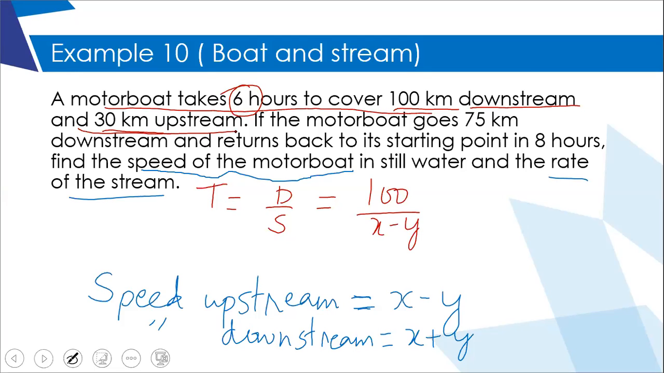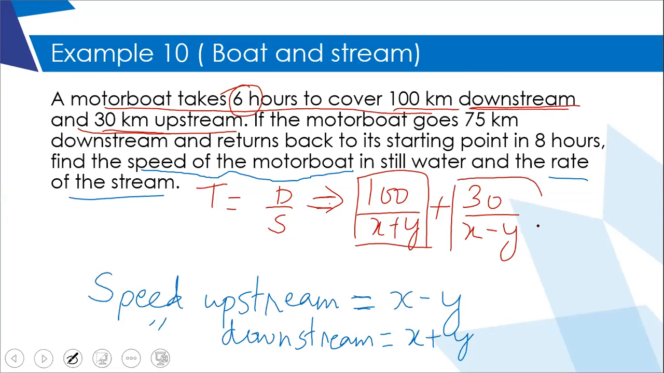So I will put x plus y, the speed of downstream, and 30 kilometers I moved upstream. Sorry, the first one is x plus y and the second one is x minus y. This is the time taken while flowing downstream, and this is the time taken flowing upstream, and together they are equal to 6 hours. So this is my equation number 1.